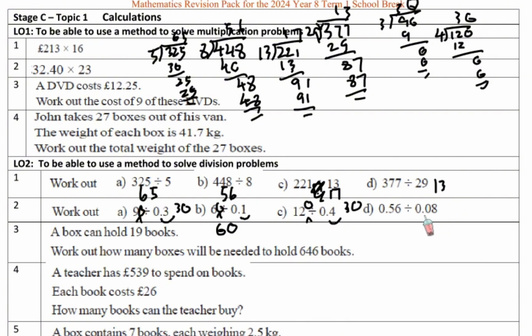Now we'll need to move this back here, 1, 2, and it's the same, 1, 2. So we will get 56 divided by 8, which is 7. So the answer is 7.